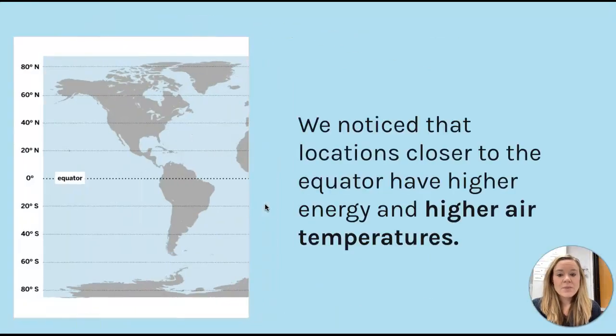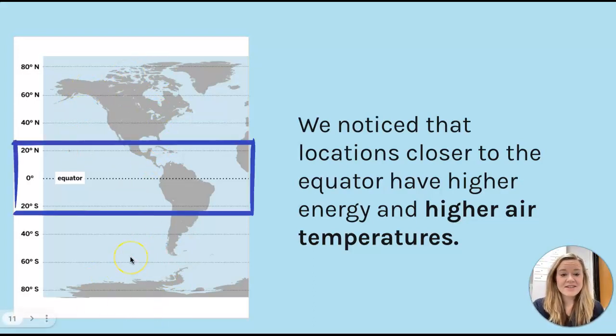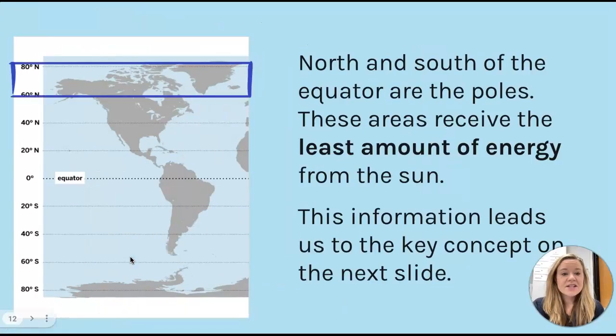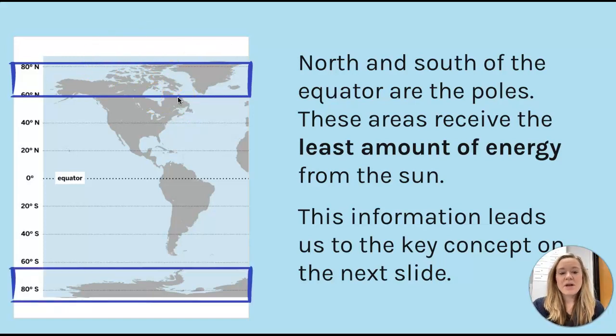Okay, so we have higher temperatures at the equator, and we have higher energy at the equator, so hopefully that will help us understand what happens to our locations that are not near the equator. So our places at the top are going to have our least amount of energy. They're going to have our cooler temperatures, as well as our places near the south or the bottom of our map.